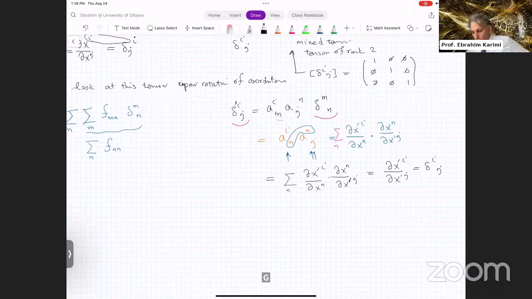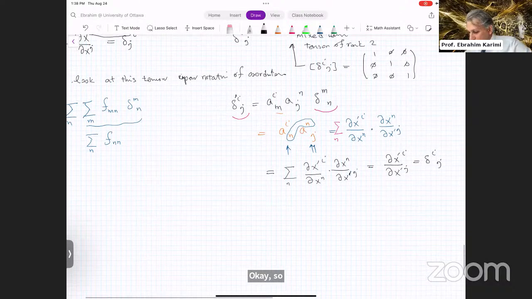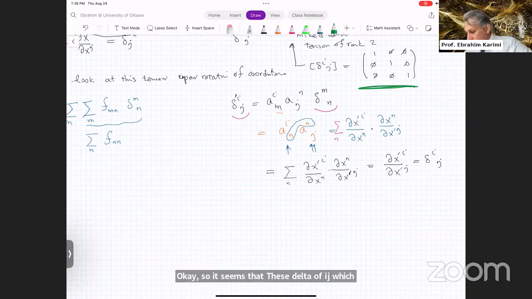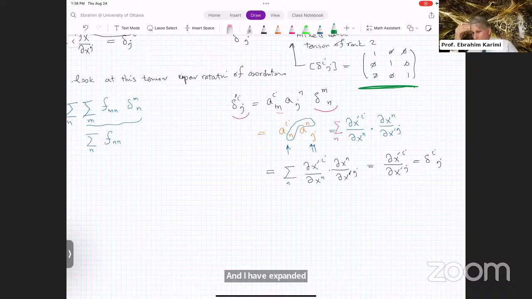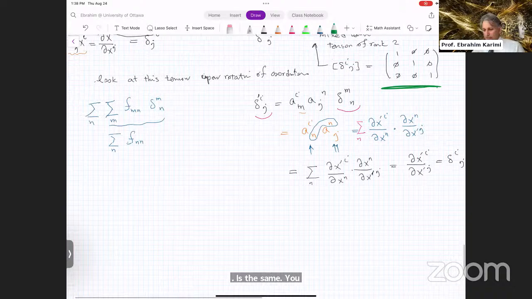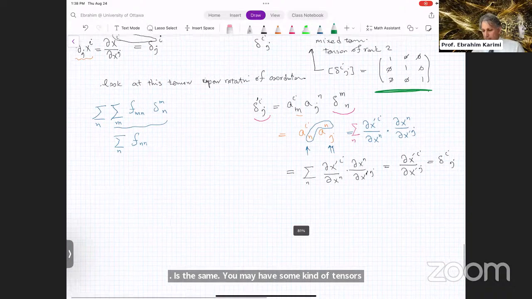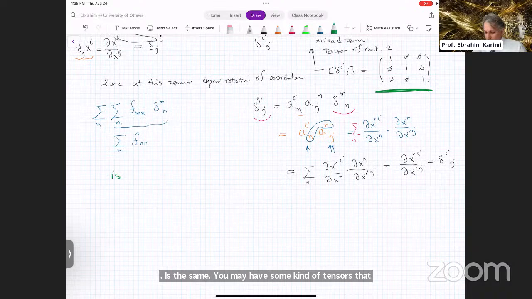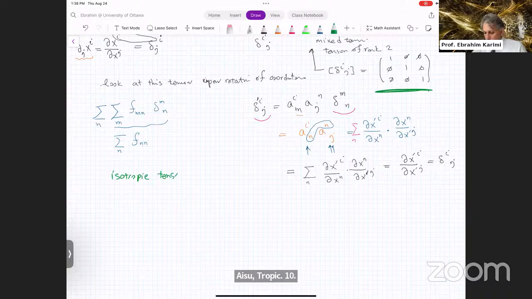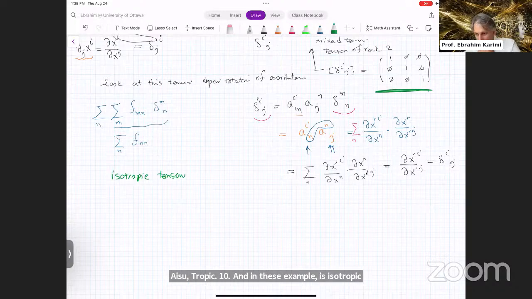Okay, so it seems that this delta of ij, which I have written in the matrix notation here for you, and I have expanded the components, if you do a rotation, is the same. You may have some kinds of tensors that have this property, and we call these kinds of tensors isotropic tensors. And in this example it is an isotropic tensor of rank 2, which is a mixed tensor, by the way. Okay.